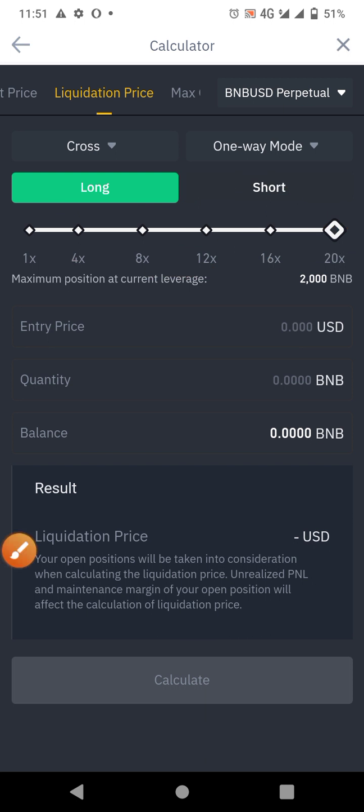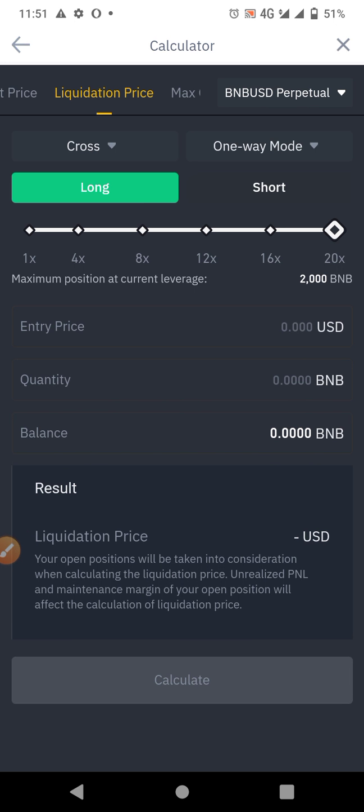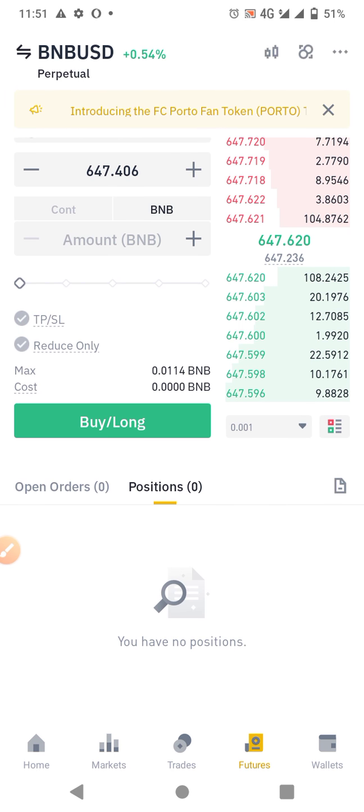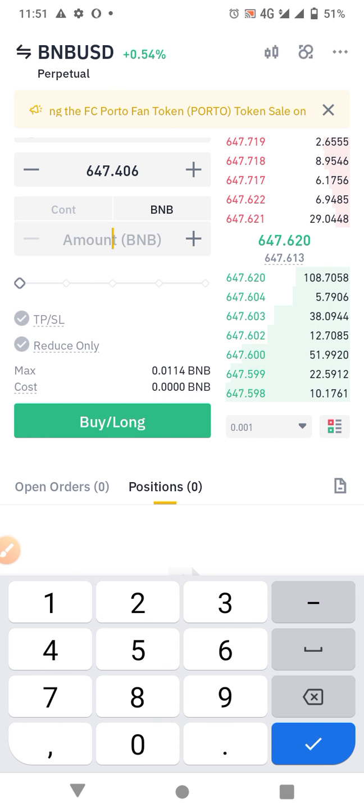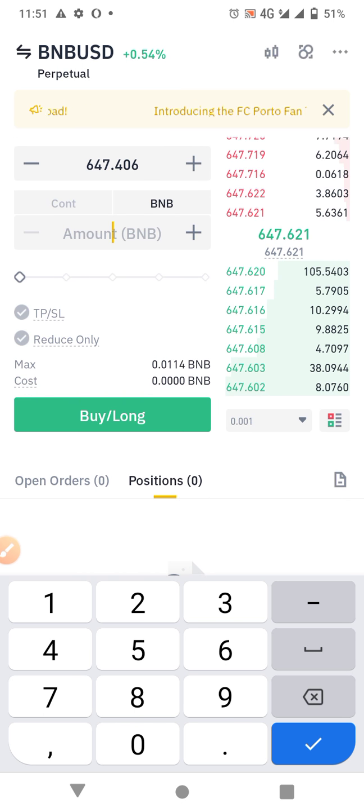Now that is for long, this is for short. Let me go back to this buy long. Buy long means I believe BNB will continue rising, or my asset will continue rising. So I will buy long. That means if BNB eventually rises, I will get my profit. But if BNB falls in price, you should know fully well that I'll be losing money till I reach my liquidation price.